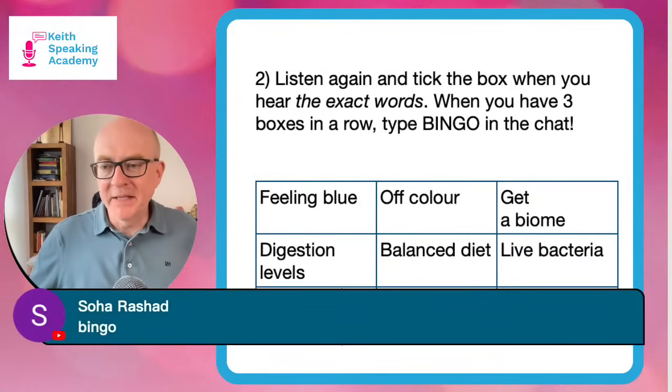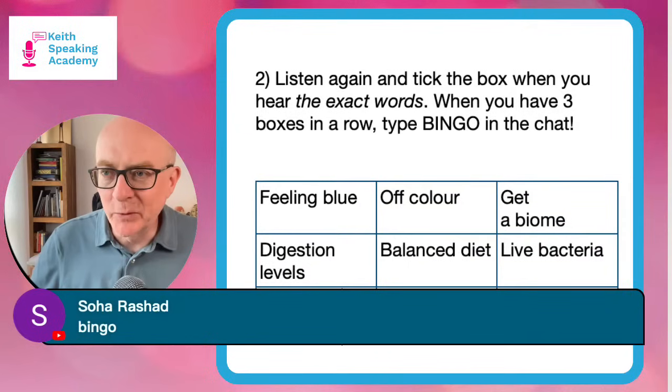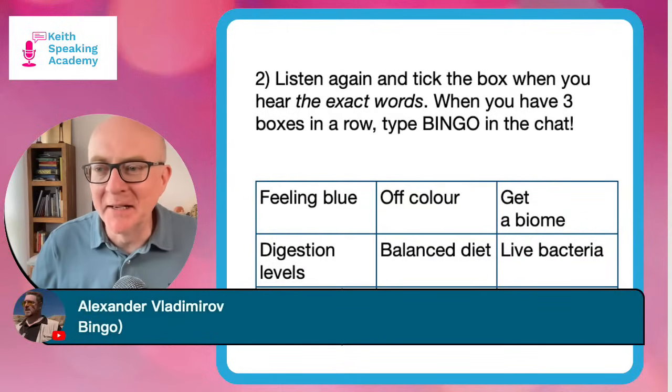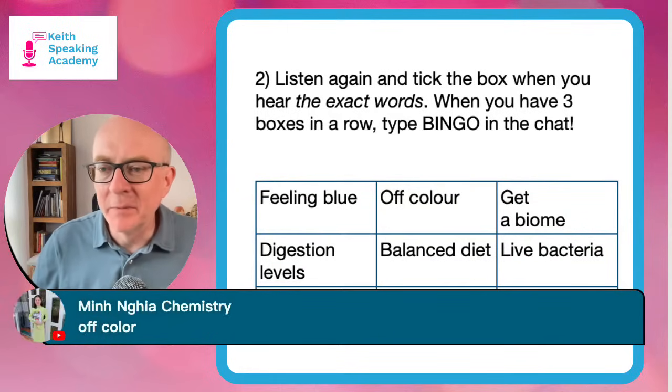Okay, Socha has a bingo. Alexander was a very early bingo. You were the first one. Before we even finished, Alexander, you had bingo. So Min says off colour is one of them.